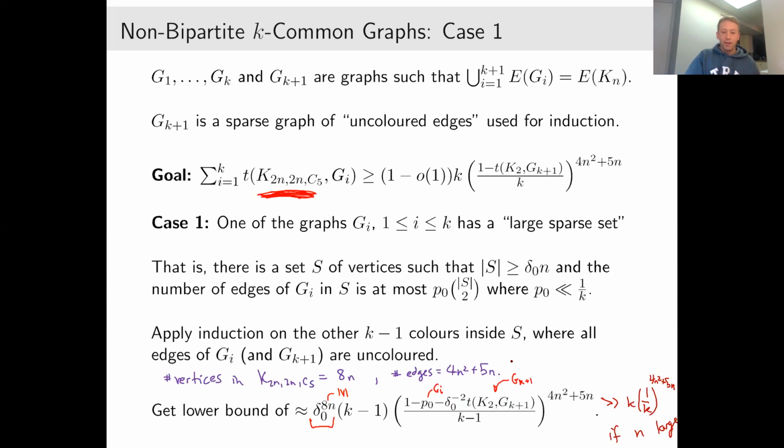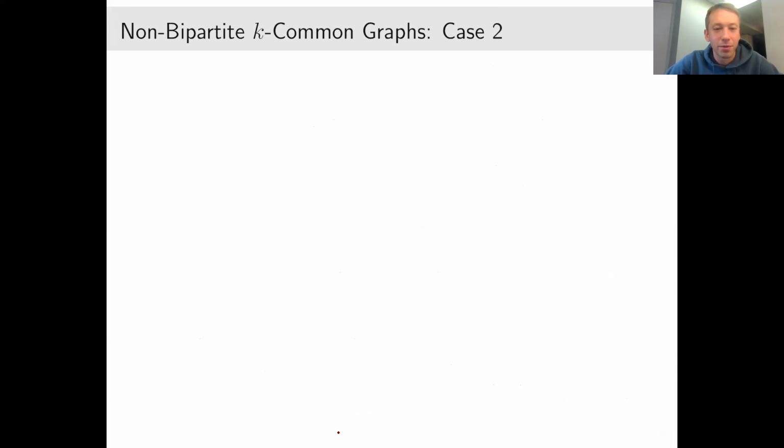Now the key thing is that this delta naught to the 8n is hurting us. But 1 over k-1 is bigger than 1 over k, and this exponent is quadratic in n, whereas this one is linear in n. This exponent is the number of edges of the graph, and that one is the number of vertices. The fact that the ratio of edges over vertices goes to infinity means that for n sufficiently large, we've got the bound that we want. So this is the case where you have a large sparse set in some color. Any questions about that? Sorry if it gets a bit technical, but I thought I should tell you something about the proof.